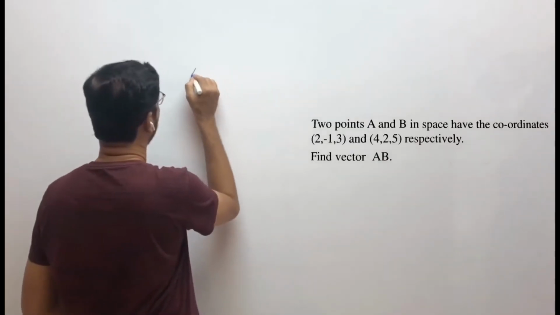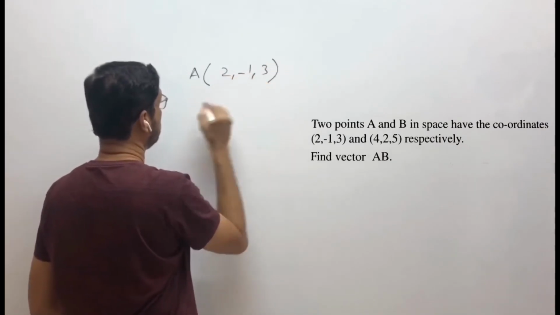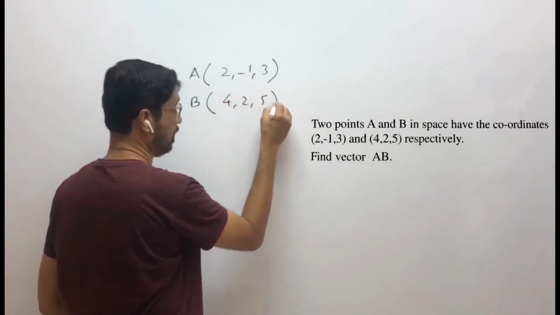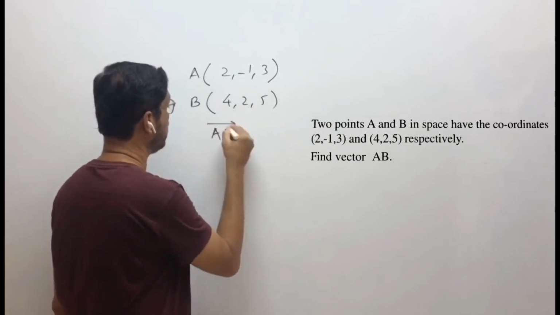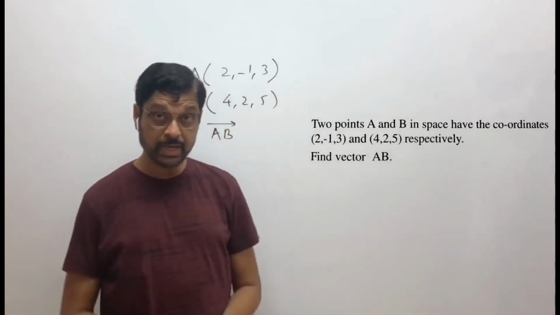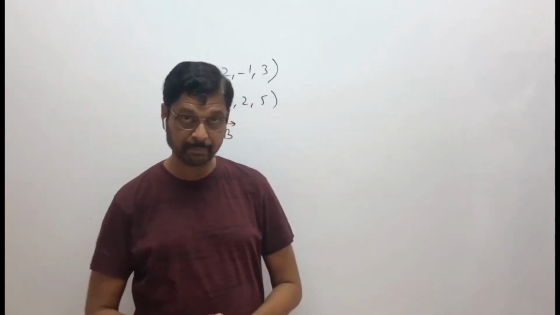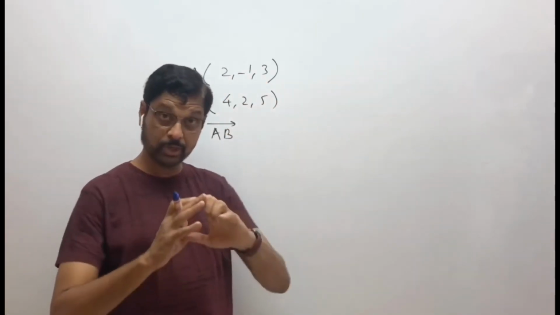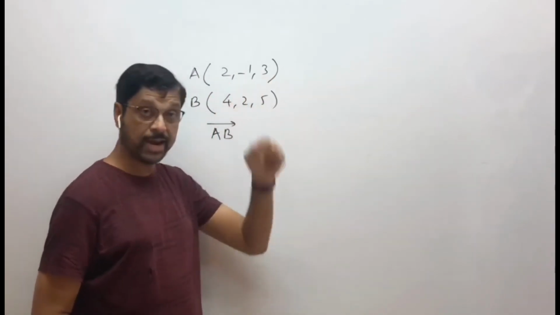Coming to the next question. Coordinates of point A are 2, -1, 3. Coordinates of point B are 4, 2, and 5 respectively. You have to find the vector AB. पॉइंट A और B के कोऑर्डिनेट्स दिए हैं और वेक्टर AB हमको find करना है. 3 कोऑर्डिनेट्स हैं x, y and z because the point is in space, not in any one of the plane. So there are 3 coordinates x, y and z.